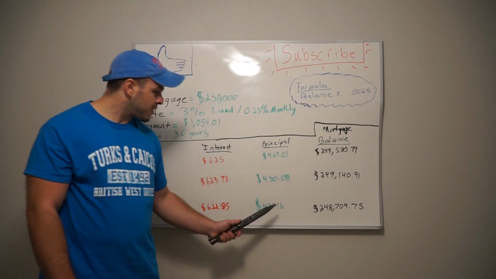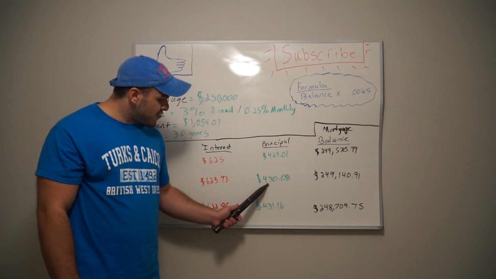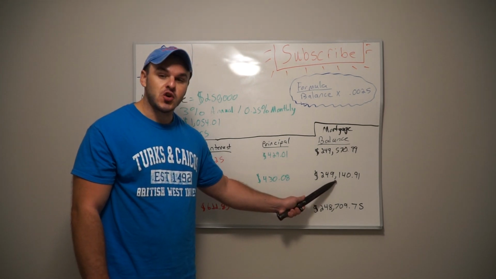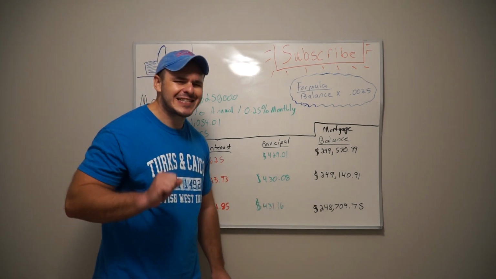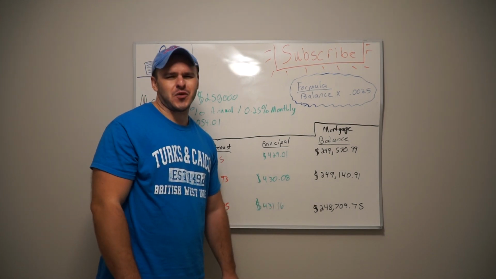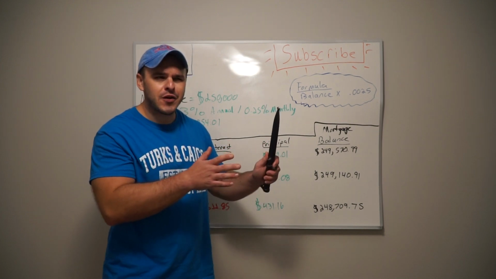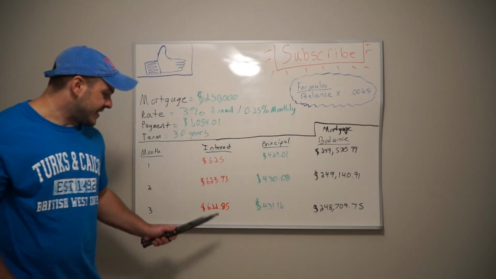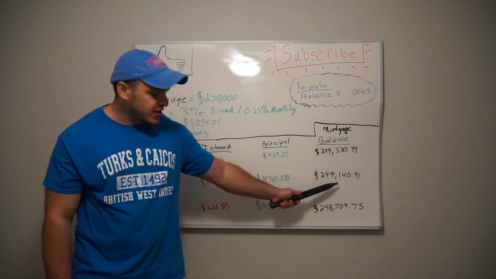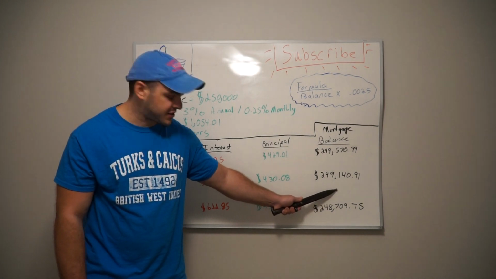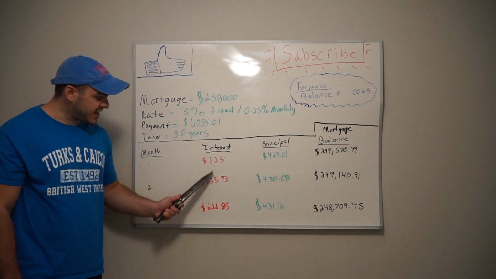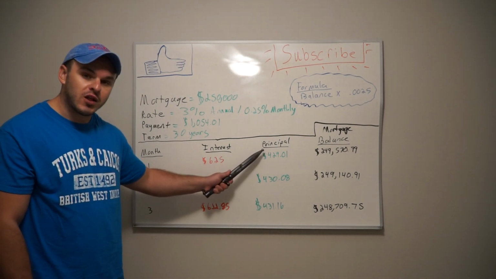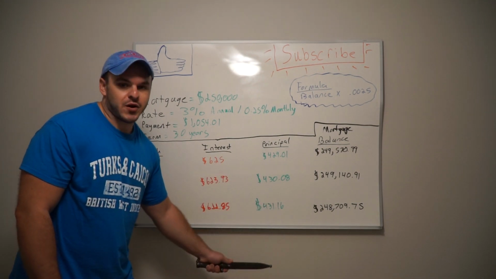Does that make sense? So now, in month 2, you've paid $430.08 towards your principal. And this is now your new mortgage or your debt balance, okay? So take a stab at it. What do you think month 3's interest is going to be? Is it going to be higher or lower than month 2? It's going to be lower because the interest is calculated on your mortgage balance. So over time, this interest column, the numbers are going to get smaller and smaller and smaller. And your principal column, numbers are going to get bigger and bigger.